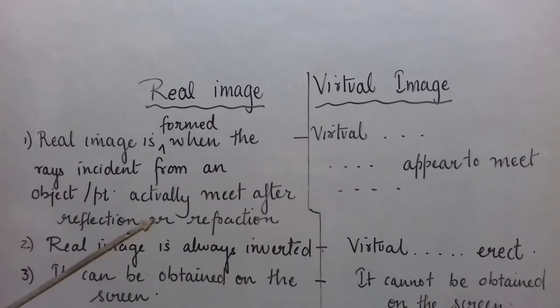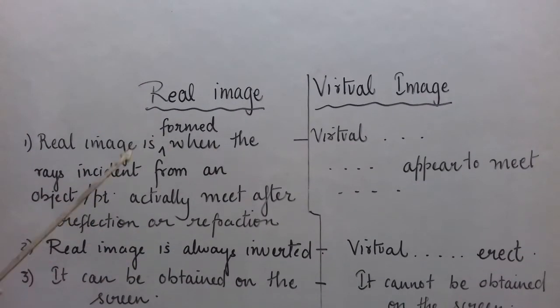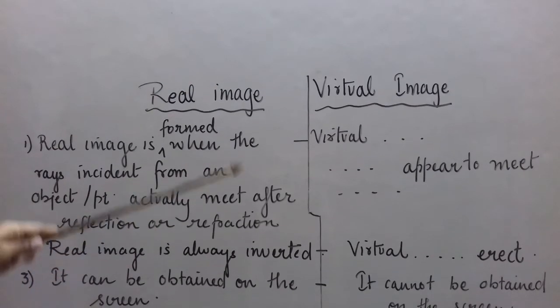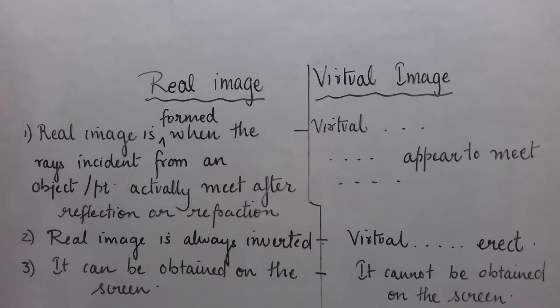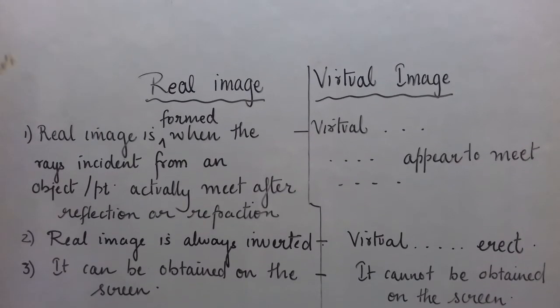First of all, a difference should always be written this way, by dividing the page into 2 halves and then writing. Some students write the differences like this: real image 1, 2, 3, virtual image 1, 2, 3. That is a wrong method of writing the differences.